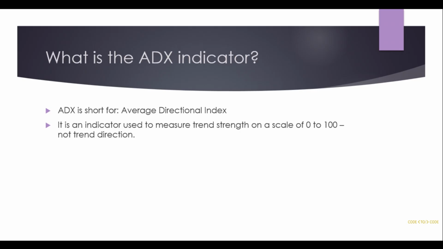Now, the ADX indicator is a directional index, right? That is what the name simply means. It's an average of the directional index. It is used to measure the trend strength on a scale of 0 to 100. It is not used for trend direction identification, right? It's just used to determine the strength of a trend.